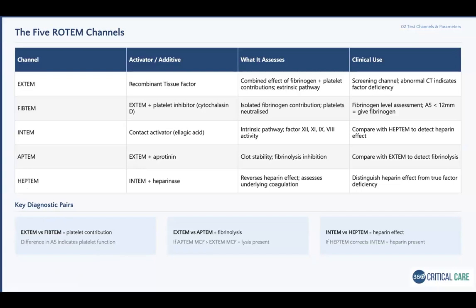And if the difference is low, that means there is less platelet, you need to give platelet. If the difference is substantial, that means the platelets are there, they're working fine.